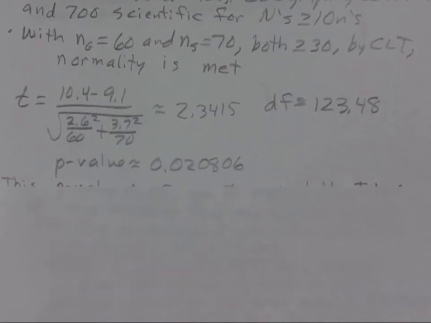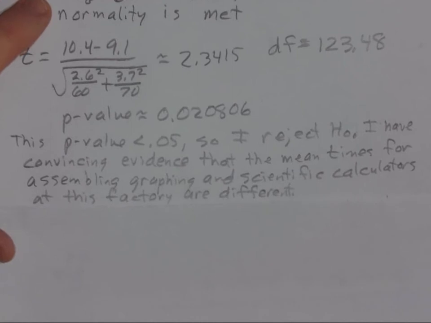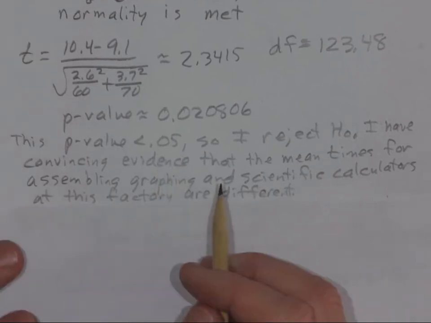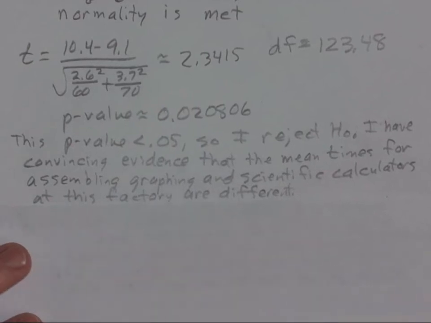But of course, you would have to use an estimate for degrees of freedom if you didn't have that function on your calculator. And then we have our p-value statement: this p-value is less than 0.05, so I reject the null. I have convincing evidence that, and then you restate the alternative.